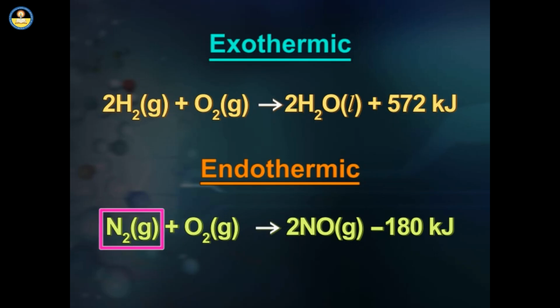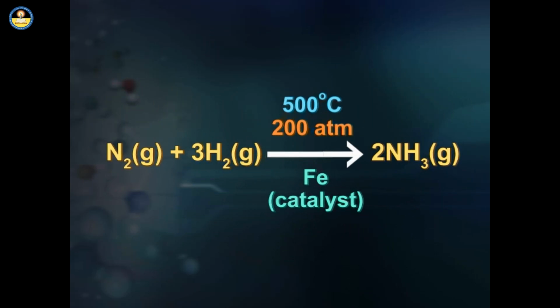N2 in gaseous state reacts with oxygen in gaseous state to give 2NO in gaseous state, absorbing 180 kilojoules of energy. This is an endothermic reaction in which heat is absorbed. In some chemical reactions, conditions of temperature, pressure, catalyst, etc. are mentioned either above or below the arrowhead that separate the reactants from the products.